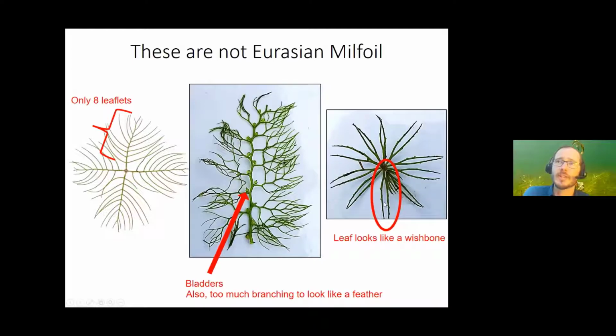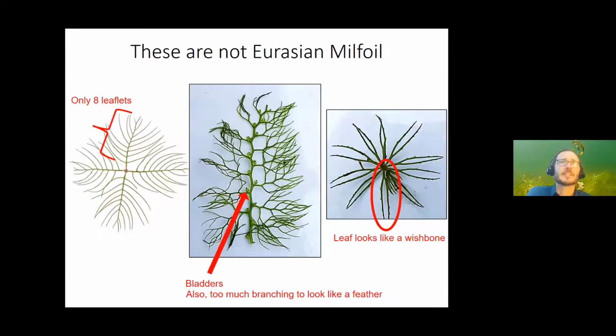And then here's another plant that people get confused with Eurasian milfoil frequently, and this is called coontail. But if you look closely, what I've circled here is one of the leaves, and it looks like a wishbone. So it doesn't look like a feather at all. It looks like a wishbone, and that's coontail. So these are similar species, but are not Eurasian milfoil.